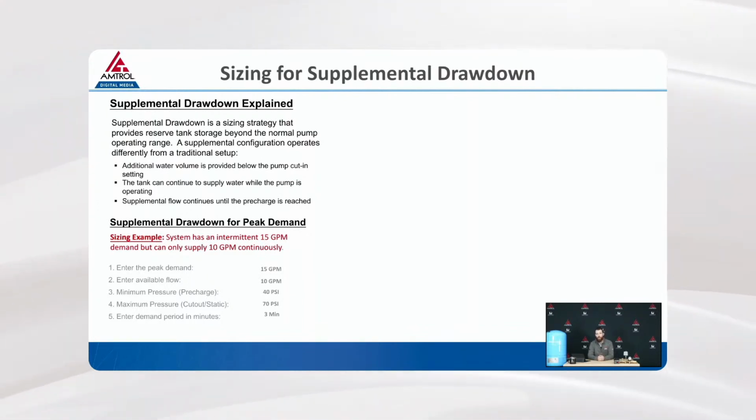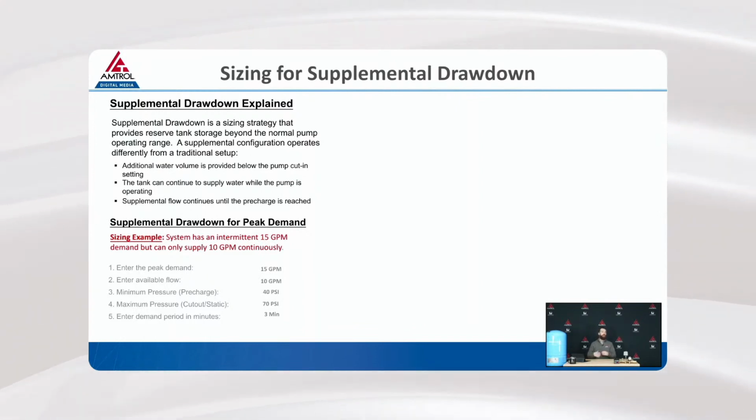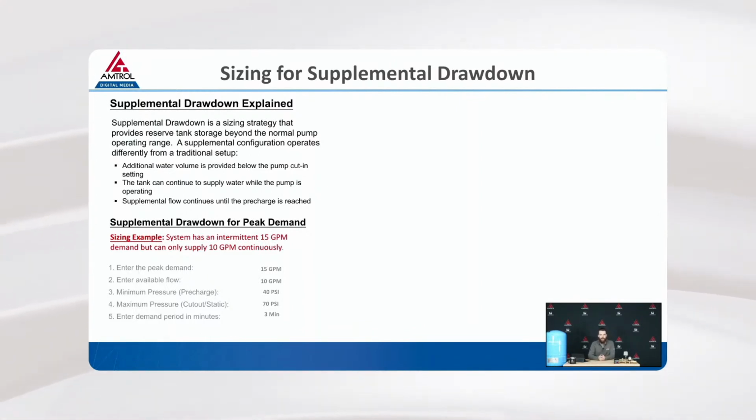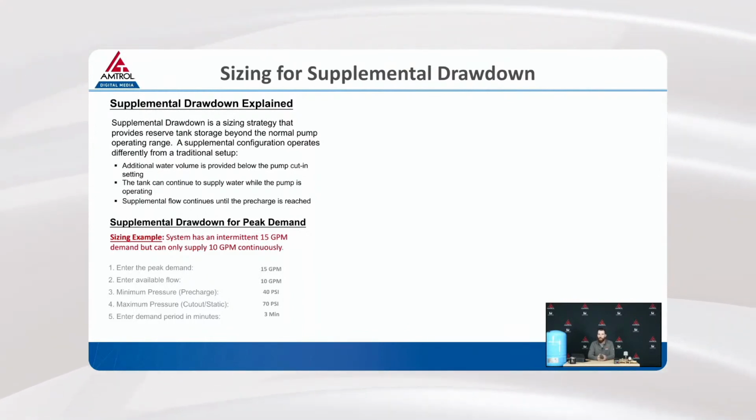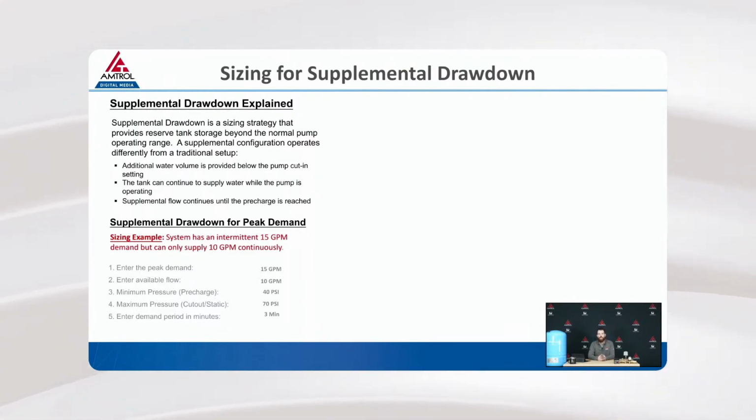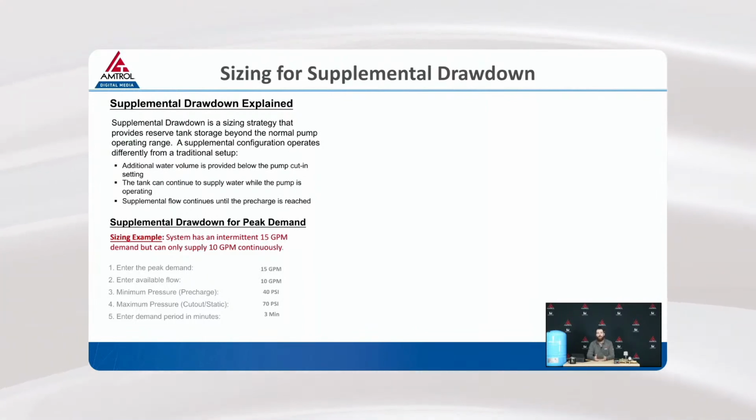Some scenarios where supplemental drawdown is useful, just giving examples of things that I've sized in the past, are usually larger industrial applications or some commercial buildings or areas where they have, like I note here, intermittent high flow demands. For a more detailed example, I sized for a college campus. They were just installing a new science lab addition, so they put all this new equipment in. I wasn't familiarized with the equipment itself, but I was told that it had a washdown cycle.